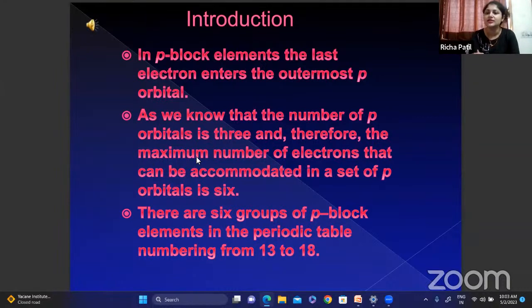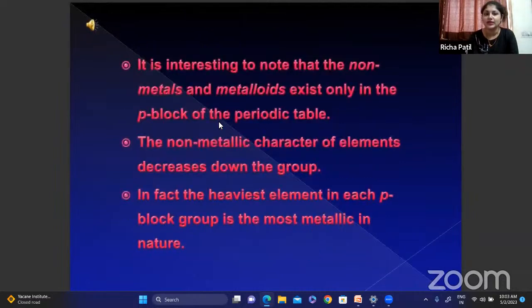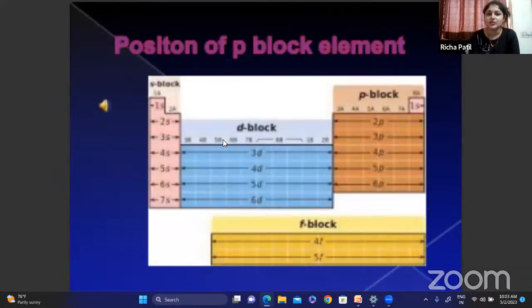Okay, so the elements from group 13 to group 18 comprise the P block elements. So these consist of non-metals and metalloids, which exist only in P block elements. So what happens to non-metallic character as you go down the group? It decreases. The heaviest element in each P block group is the most metallic in nature. So as you go down the group, non-metallic character decreases and metallic character increases. Okay, so this is about the P block element.